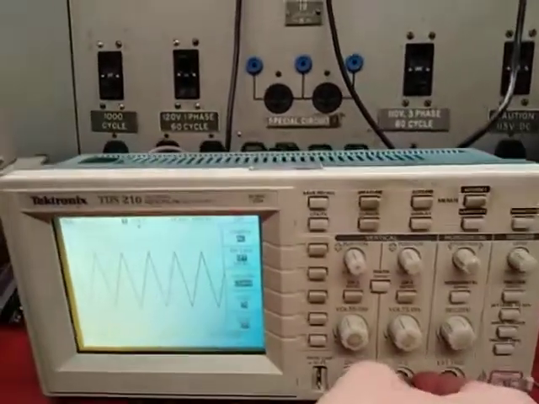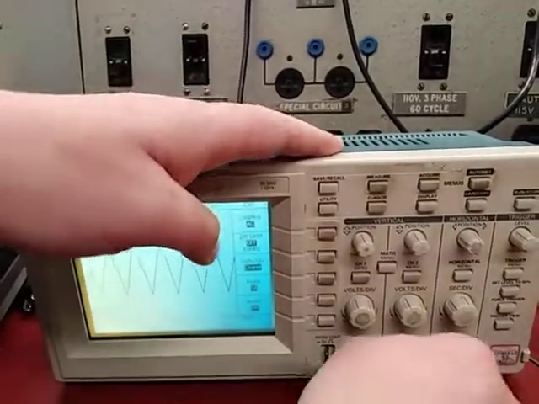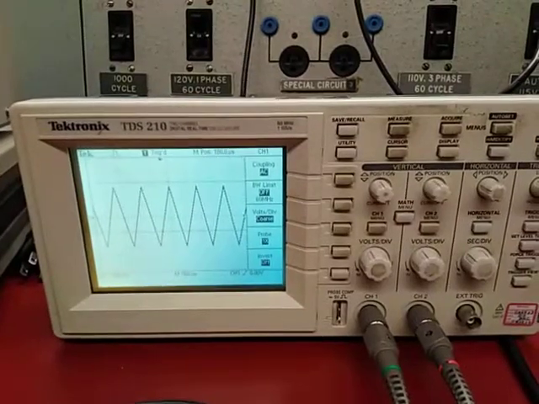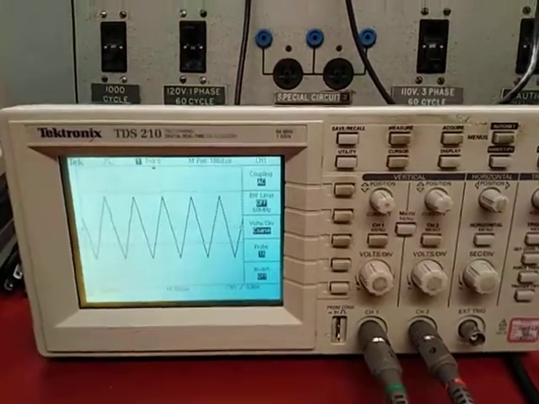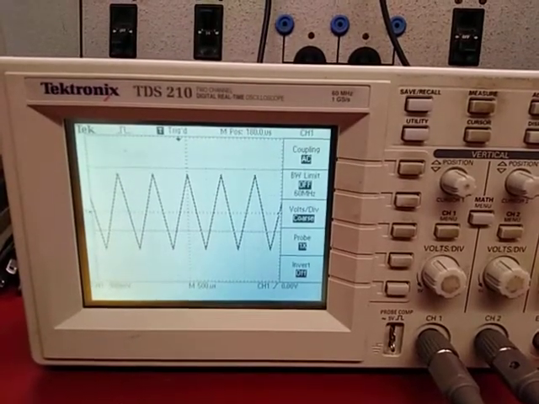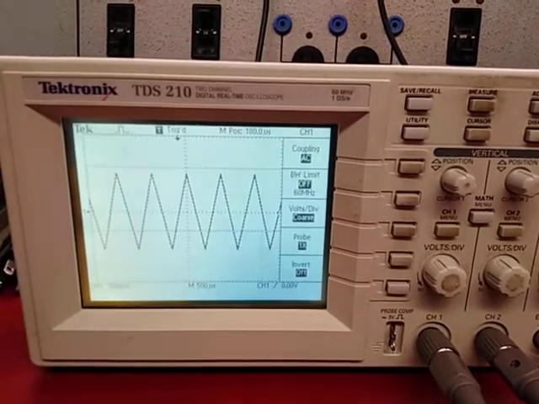So let's use the very same signal and put it on channel 2. So in this case the relationship is equal, which means we expect to see a 45-degree line.